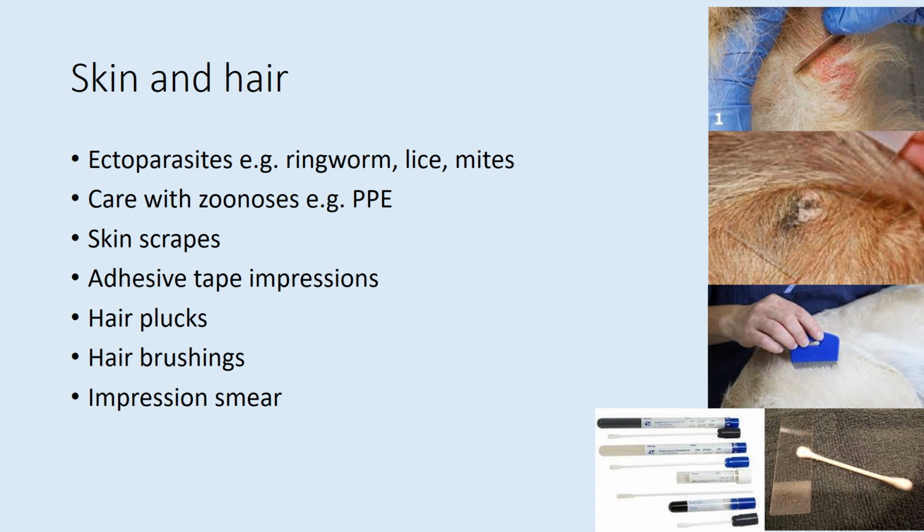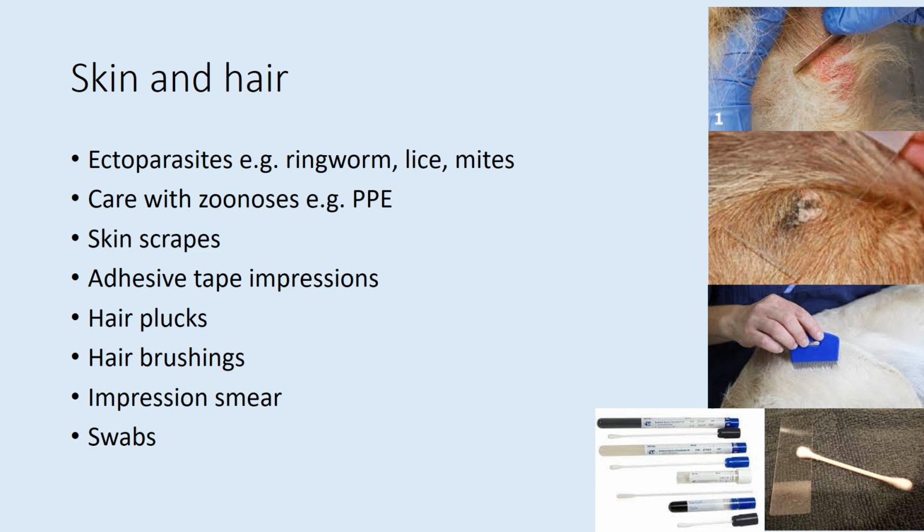An impression smear is just placing a slide directly onto a skin lesion, for example, and this again can detect bacteria, fungi or yeast conditions. So we would probably want to clip the skin first and then push the slide onto the skin and then look at it under a microscope.